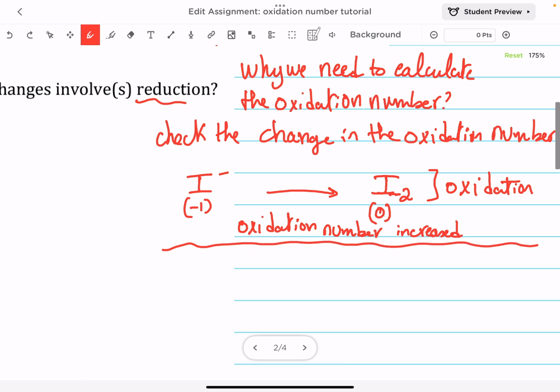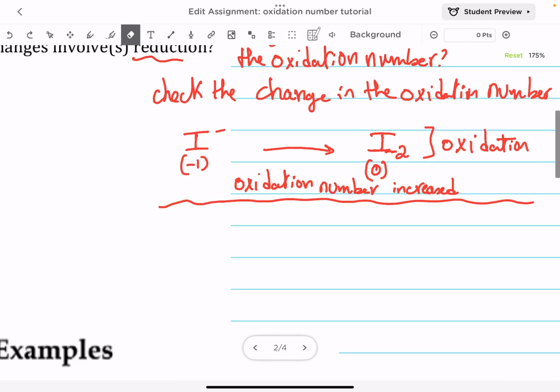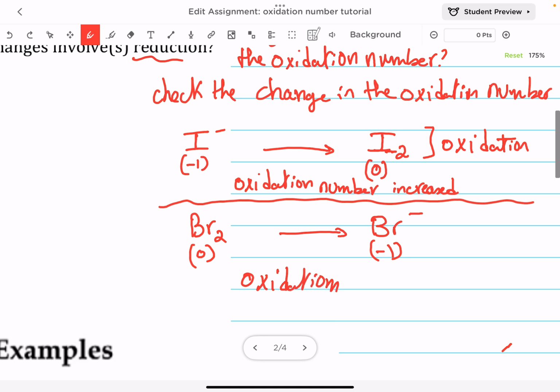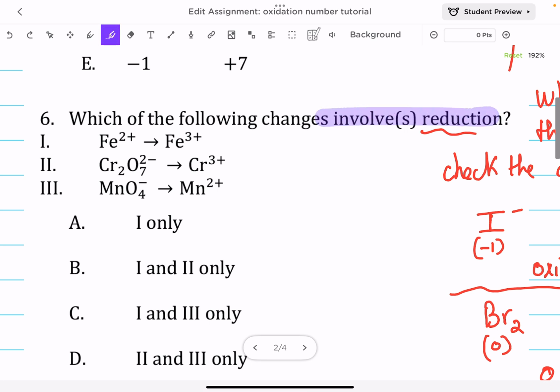And let's get another example. I'm going to give another example other than the Fe. Let's say I have Br2 changing to Br minus. As a free element, it is 0. And now it dropped to -1. So the oxidation number reduced. So I will deduce that this is a reduction. Now, let's look at these examples since we need to say which one got reduced and which one got oxidized.